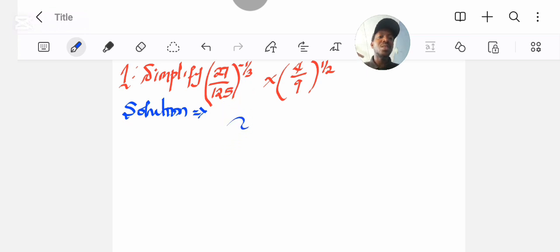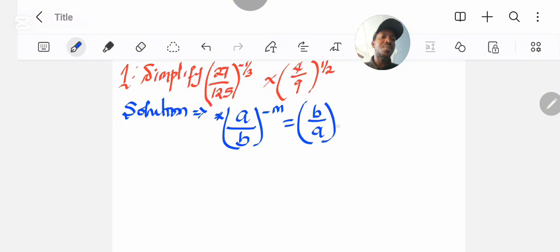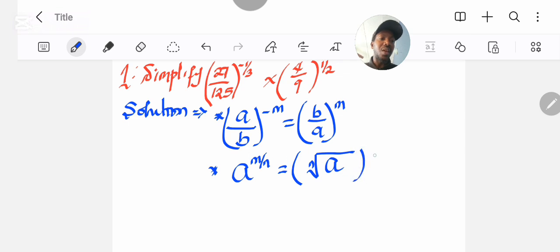So, take for instance, the first law we are going to be applying in this question is that if you have a fraction and it contains a negative power, the law states that we can remove that negative power by saying this is the same as p over a, raised to the power m. Another law is that if you have a raised to the power m over n, that's a fractional power, the law states that you take your roots: your n, which is the denominator, comes here, and your m, which is your numerator, becomes the power.